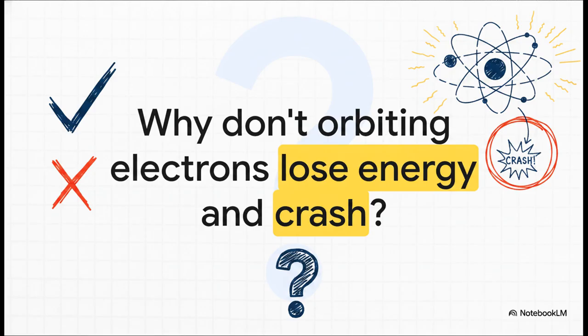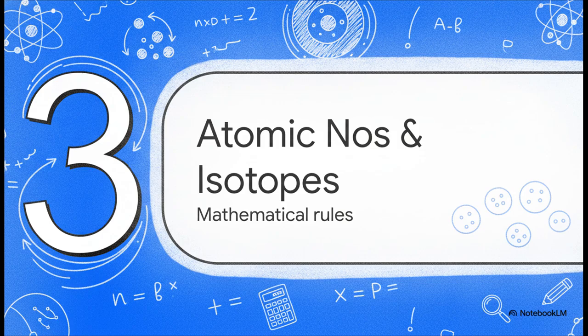Atom completely destroyed. But atom to stable hote hai na? We exist. So Rutherford's planetary model had a fatal flaw. We'll get back to that crisis in a second, but first, Section 3, Atomic Numbers and Isotopes.